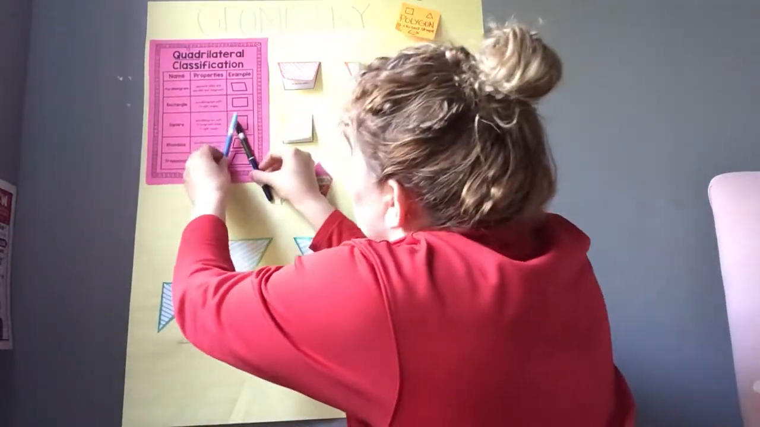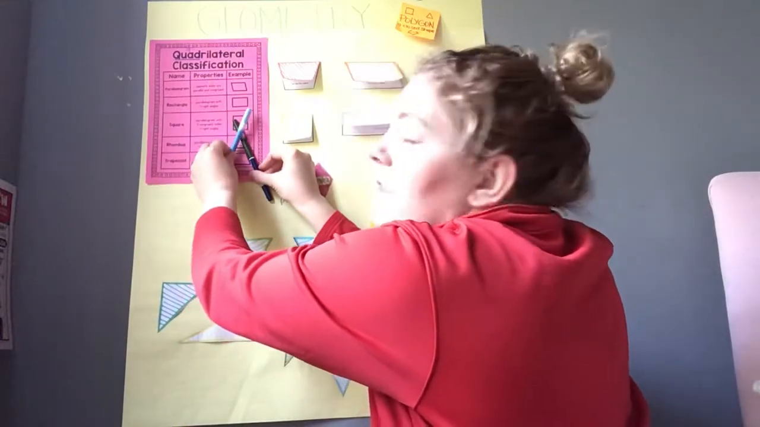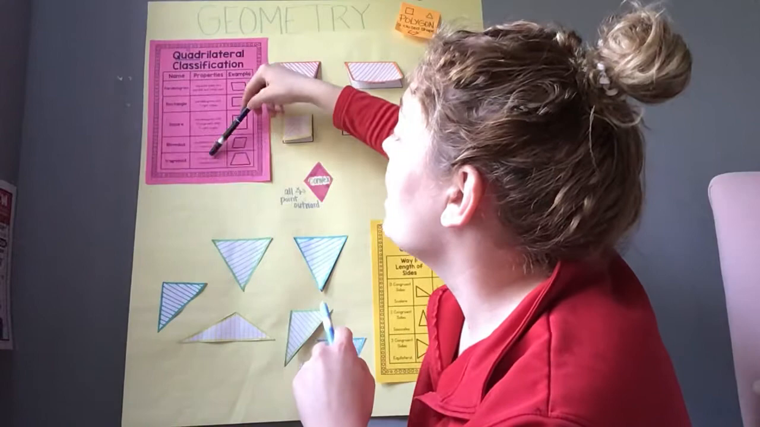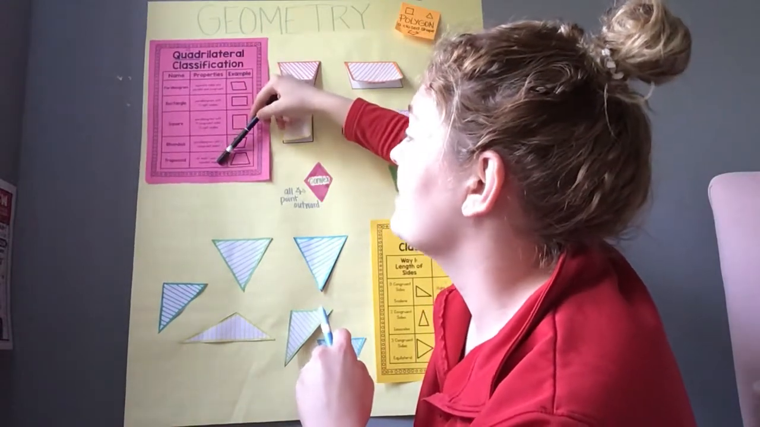Now look, if I put this one here and this one here, uh-oh, they're crossing, right? So they have at least one pair of parallel sides.